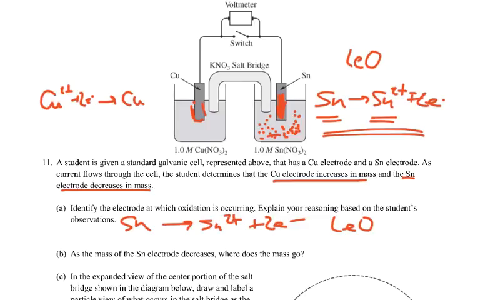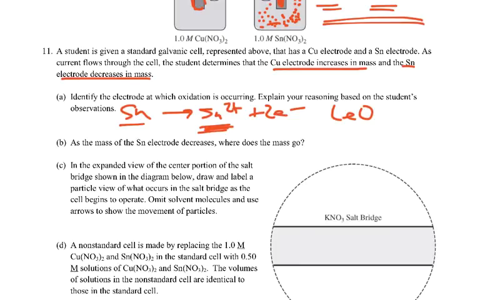Now, across the nation, people were a little confused, and they were saying, well, electrons are leaving and going this way. And that's true, they are leaving, but the electrons have tiny, tiny mass, so that is not the reason why the tin is losing mass. It's losing mass because it's forming ions in solution. So where does the mass go into solution? As tin ions.